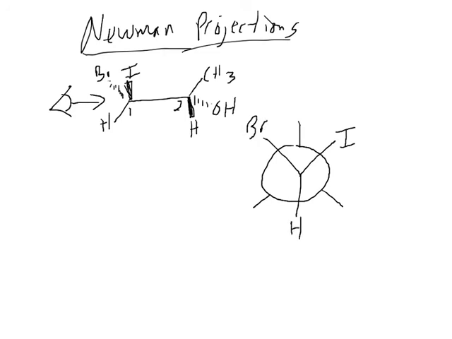Here is the H. Now if we go to the next carbon over, you can see the H is pointing out at us on the same side as the iodine, so that means it would be over here. So here's where the H is at. The CH3 is at the top. That leaves the OH in this position. All right. Make sure you practice doing some Newman projections as well.